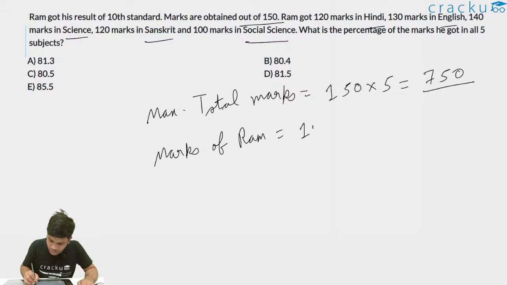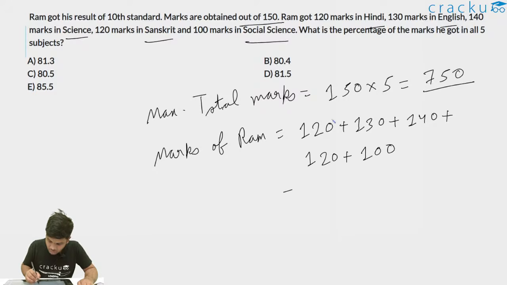So he got 120 in Hindi, 130 in English, 140 in Science, again 120 in Sanskrit, and 100 in Social Science. So when you add all these 5 marks, you will get 500 and 4, 5, 6, 7, 8, 9, 10, 11. So it is 610. So we have to find the percentage of marks he got in all the 5 subjects.